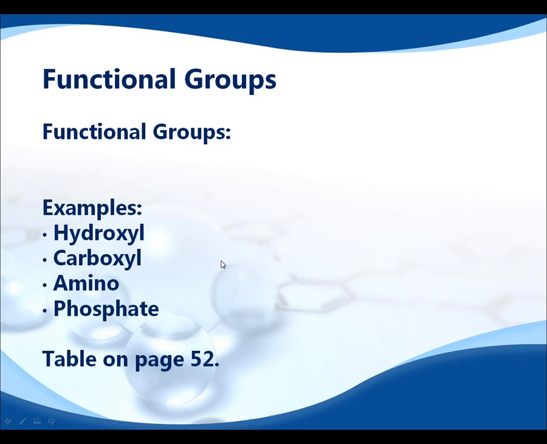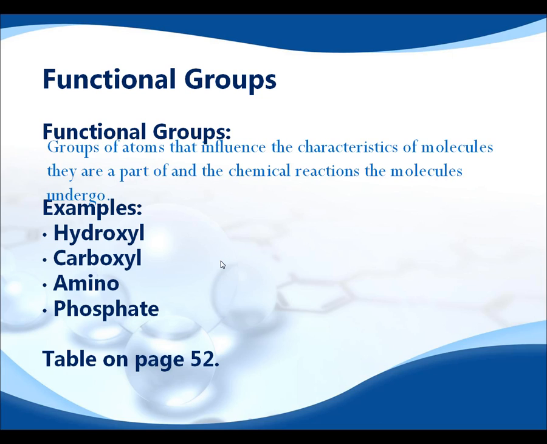Now, added to these carbon molecules, either the carbon chain or the carbon ring, will be functional groups. And functional groups are a collection or group of atoms, and these atoms are going to influence the characteristics of the molecules, and they also affect the chemical reactions that the molecules undergo. Some examples of functional groups are hydroxyl groups, carboxyl groups, amino groups, and phosphate groups. There's a table on page 52 in your book that'll give you a little bit more information about these.